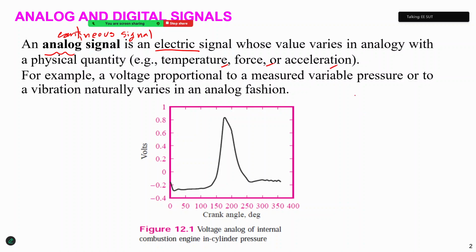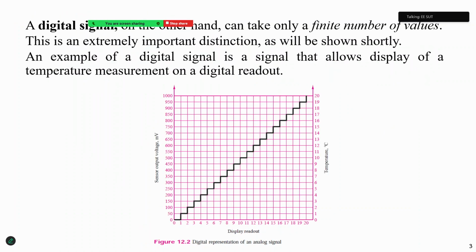But people developed a logic signal that includes only 0 and 1. It means an on and off signal. 0 may be off and 1 is on. We call it a digital signal. Right? So a digital signal is a discontinuous or discrete signal. It is a finite number, right?